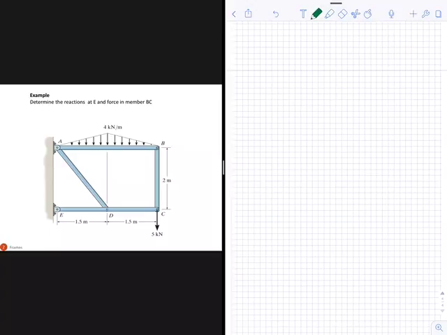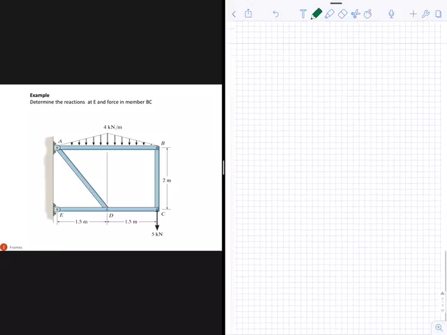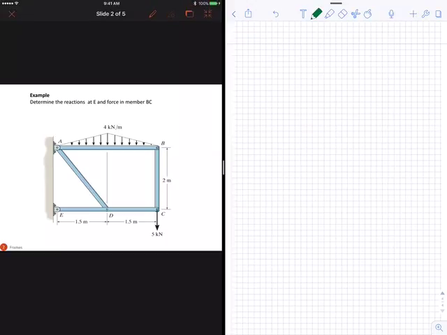Okay, tan 210, we're going to do another 211, sorry. We're going to go ahead and do another frames problem here. So here in this one, we're asked to find the reactions at E and the force in member BC.